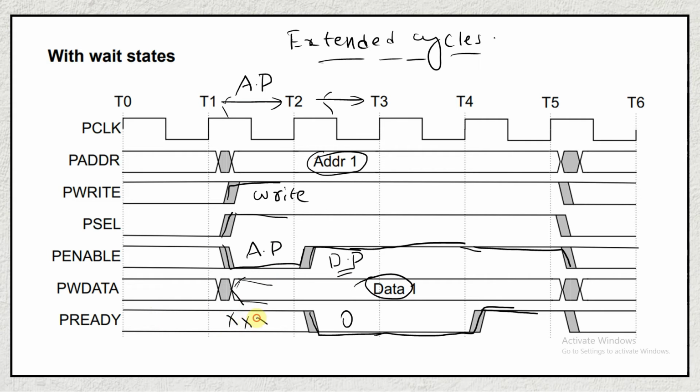PREADY is still unknown in the address phase, and in the data phase your PREADY was equal to 0. That means the slave is not in a position to sample the data which was given by the master. So the master is extending its data phase until your PREADY becomes 1. When PREADY becomes 1, then in the very next cycle your data phase is going to end.